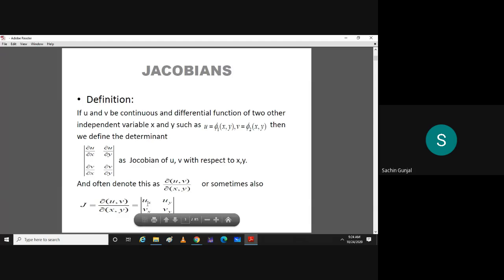So ux is 2x, uy is minus 2y, vx is 2y, vy is 2x. And just take determinant. You will get 4 into x square plus y square. Did you get your mistake? Just read it. Yes, sir. Okay. Is the definition clear and how to apply it is clear to everyone? Yes, sir. Fine.